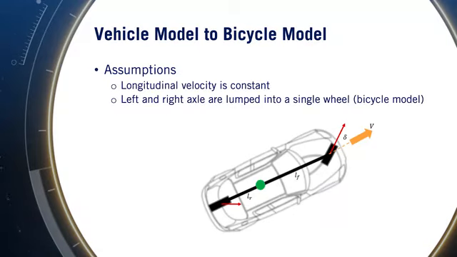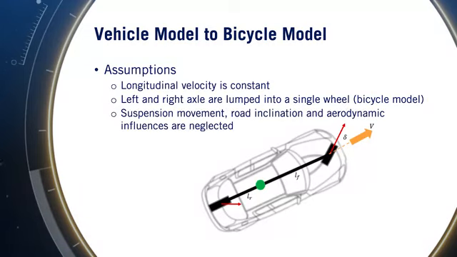Second, as with the kinematic bicycle model, the left and right wheels for both front and rear axles are lumped into a single wheel each. So this assumption converts the four wheels to a two wheels bicycle model. Finally, other nonlinear effects such as suspension movement, road inclination, and aerodynamic forces are assumed to be negligible. In practice, these effects can have a significant impact on the tire forces that occur. So this is again a limiting assumption in some cases, but is sufficient for our purposes.